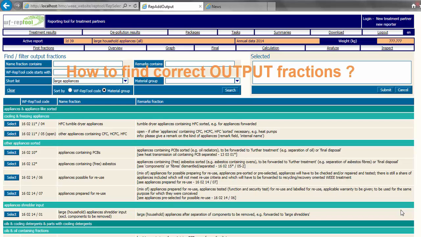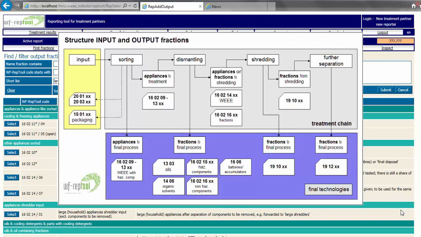How to find correct output fractions. You may remember the structure of output fractions I have shown in the general video on the RepTool, that we may expect sorting fractions, dismantling fractions, fractions from shredding, and fractions from further separation.